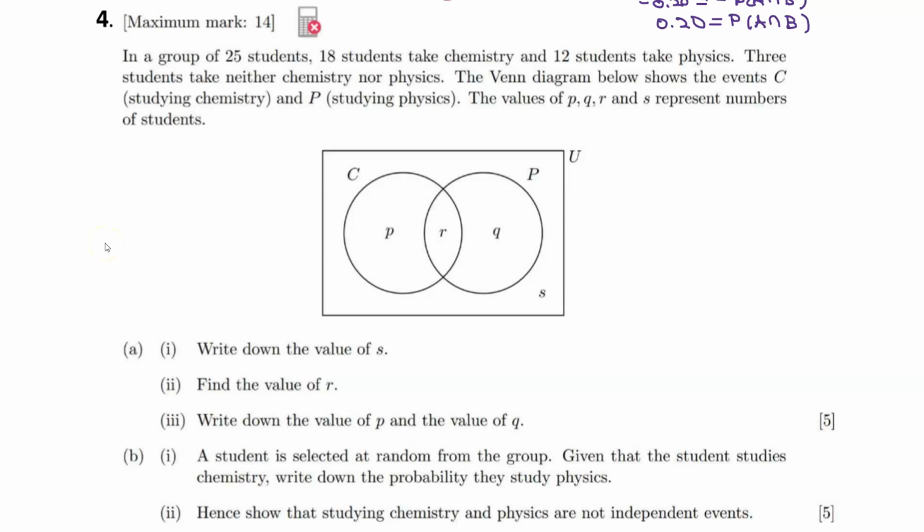In a group of 25 students, 18 take chemistry, 12 take physics, and 3 students take neither chemistry nor physics. The Venn diagram shows the events. C is studying chemistry, P is studying physics, and the values P, Q, R, and S represent the number of students. So first, find the value of S. S would refer to the 3 students that take neither chemistry nor physics: 3.